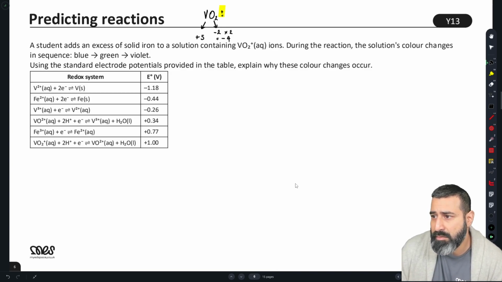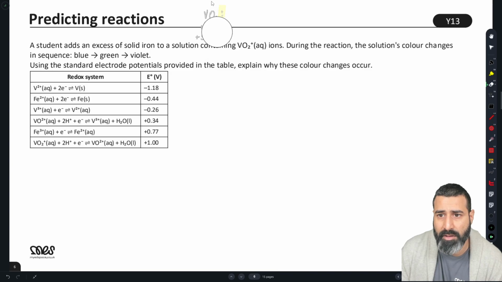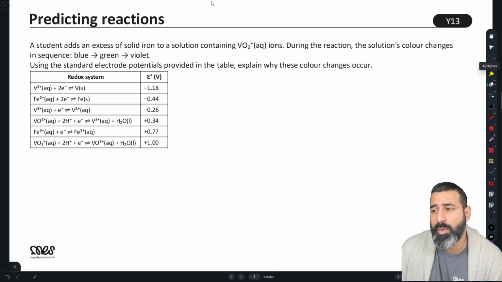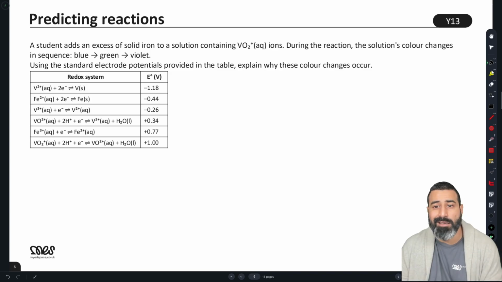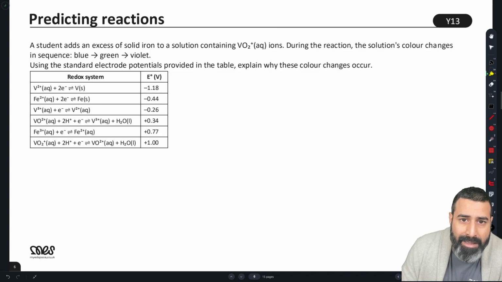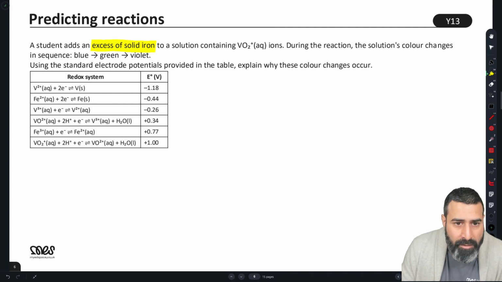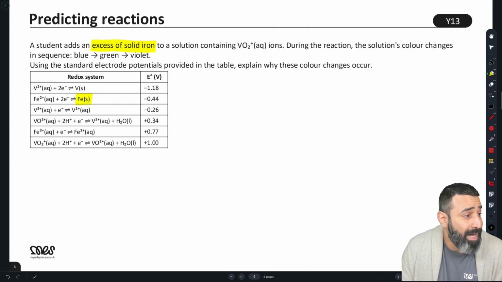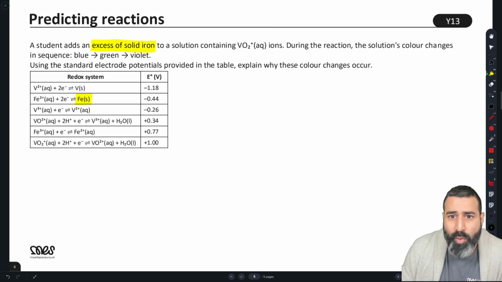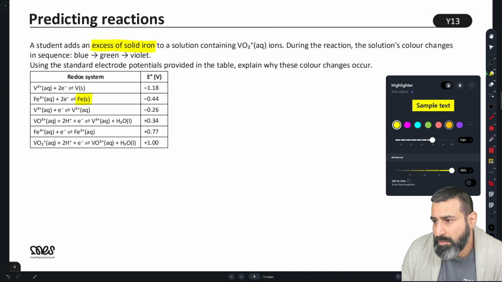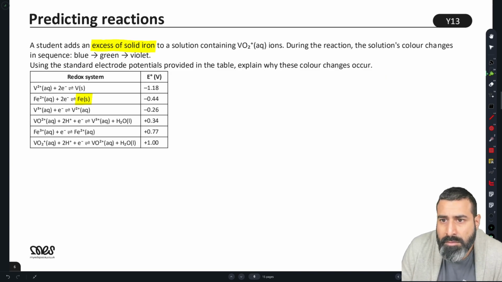So then, a good way of answering these questions is circling the components we have from the question, okay? So we're adding an excess of solid iron. So let's find iron in this redox table. So there it is, okay? And then we're adding that to a solution containing VO2+, so vanadium 5+.